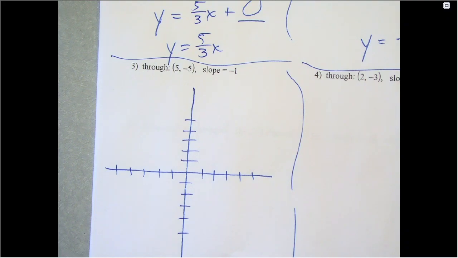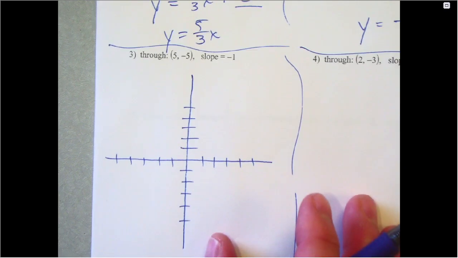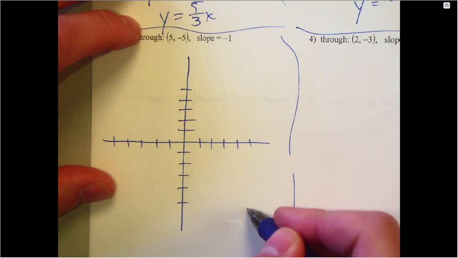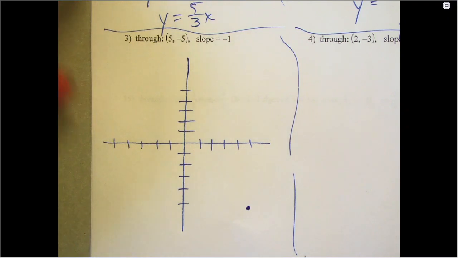This one's going to be 0, too. So 5, -5. Like somewhere down there.